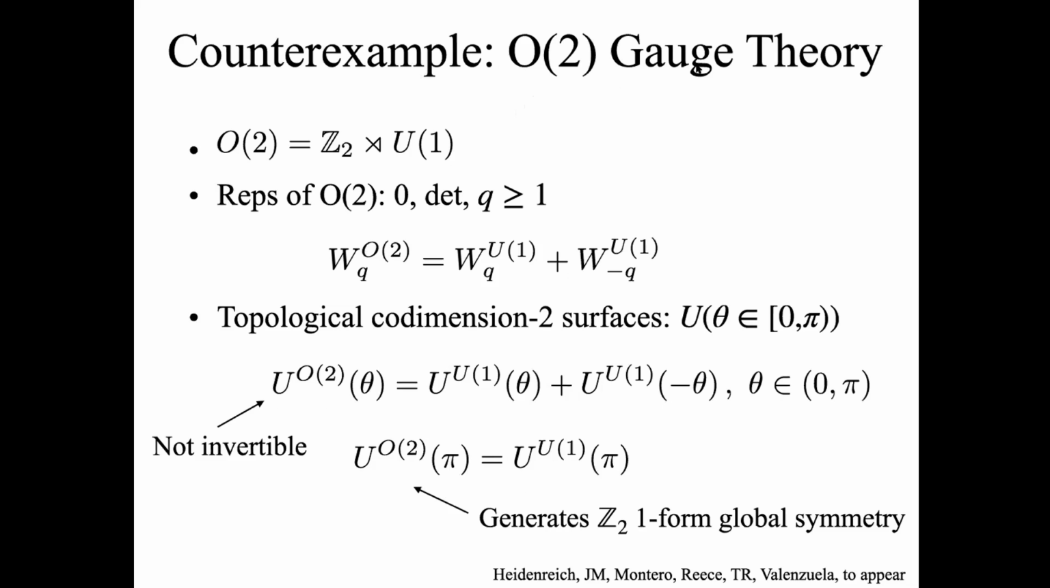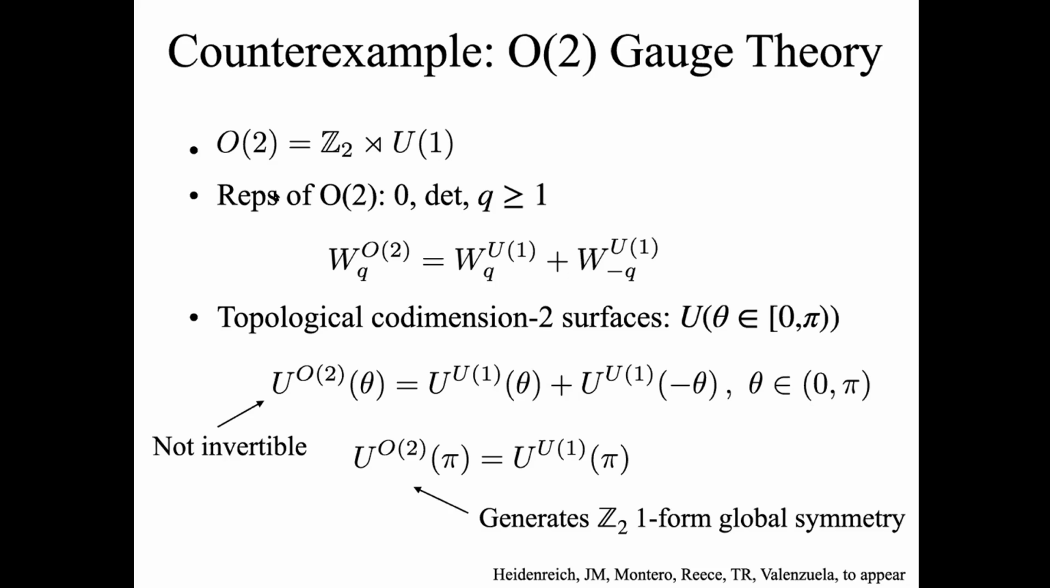Another example is O2 gauge theory. O2 can be written as a semi-direct product of Z2 and U1. So one way to think of O2 gauge theory is that you start with U1 gauge theory, just ordinary electromagnetism, and then you gauge charge conjugation.